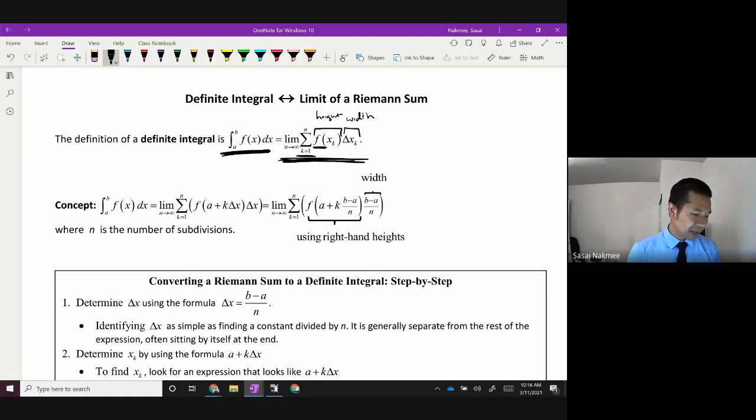Now, this is going to look a little bit crazier here, and that's right here. The concept, when you're taking the integral from A to B of f of x dx, you're doing this idea of summing up rectangles infinitely.